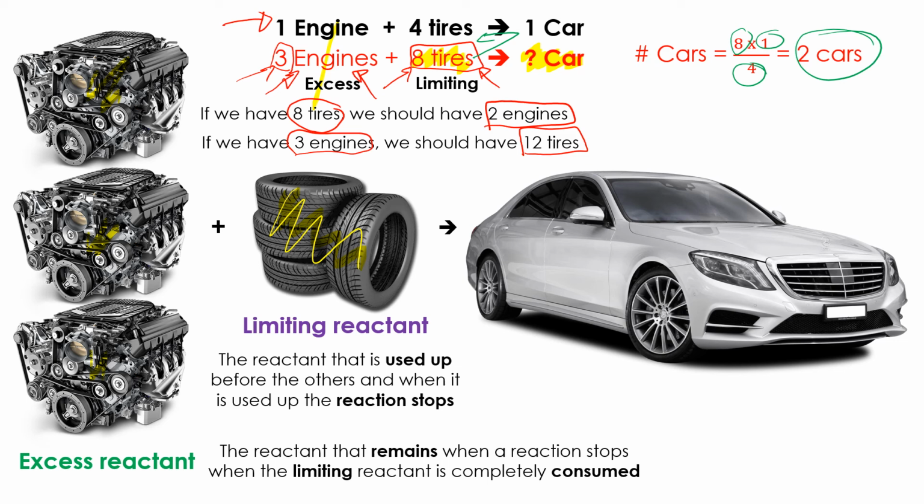Okay, but what is the benefit of the excess? I can use the excess to calculate the leftover. How can I do that? I have already calculated that if I have 8 tires, I need 2 engines. But what is given in the problem is 3, so it will be 3 minus 2. So I have 1 engine left over after making 2 cars.